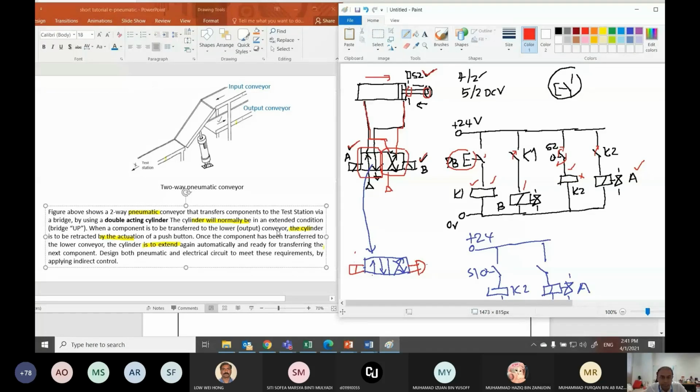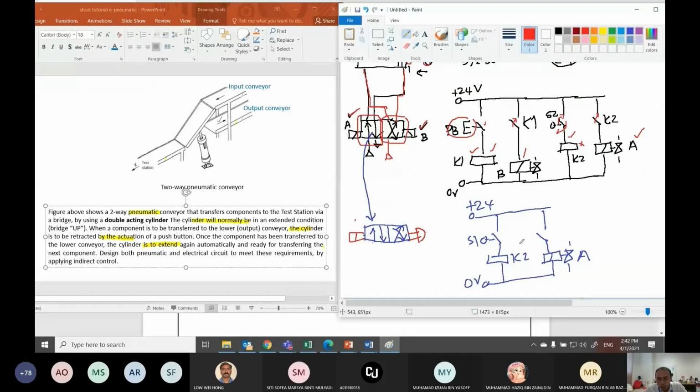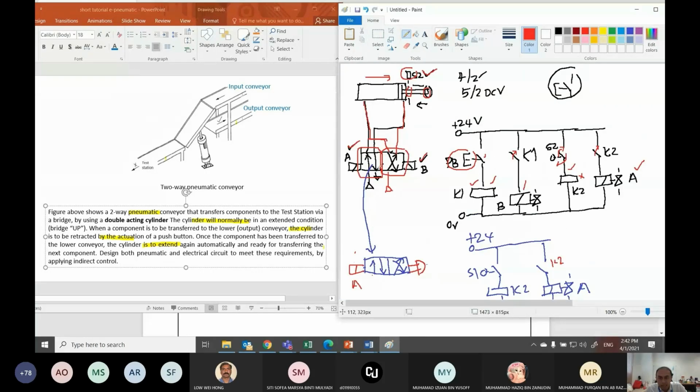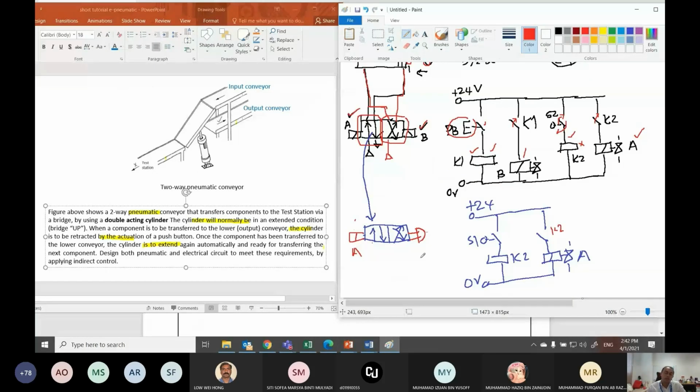Okay, so let's try to simulate again. When I press the push button, the cylinder will retract. Okay, correct, the cylinder retracts. Then when the sensor detects the piston position, the sensor will close, K2 will close, so K2 and A will energize. So when A energizes, the cylinder will extend again. Okay, so you can see how we can have two different solutions depending on how you define this push button.